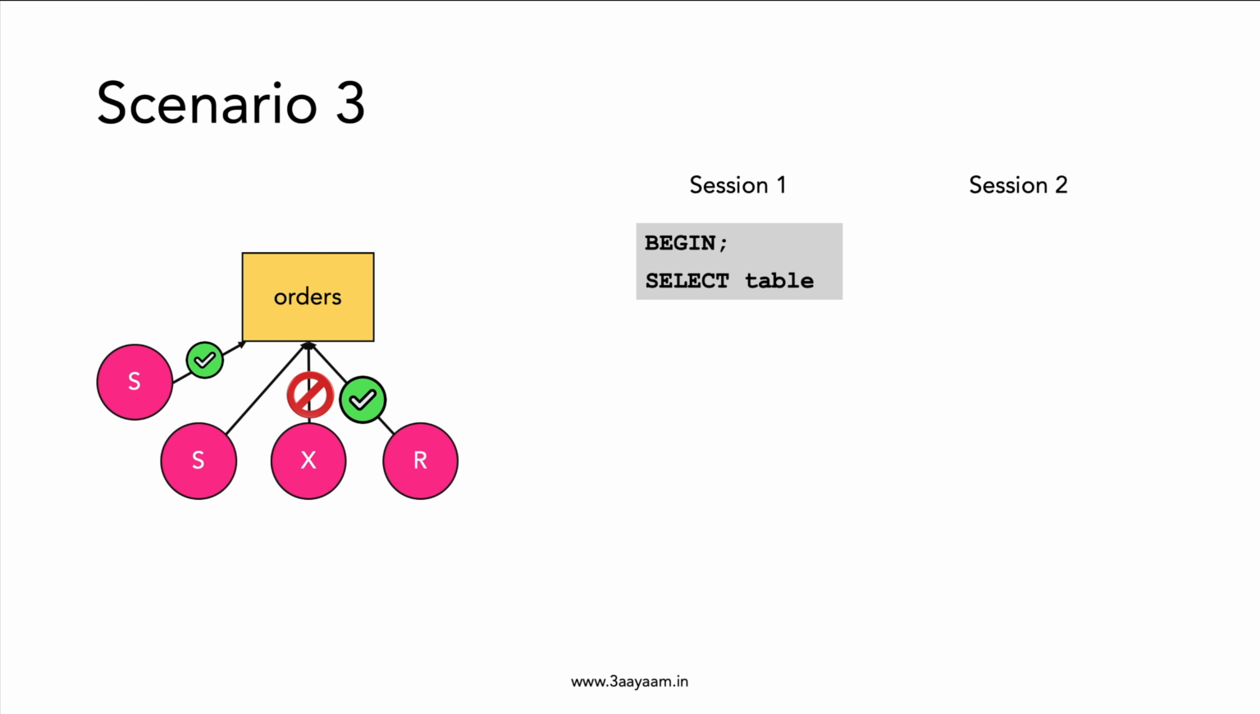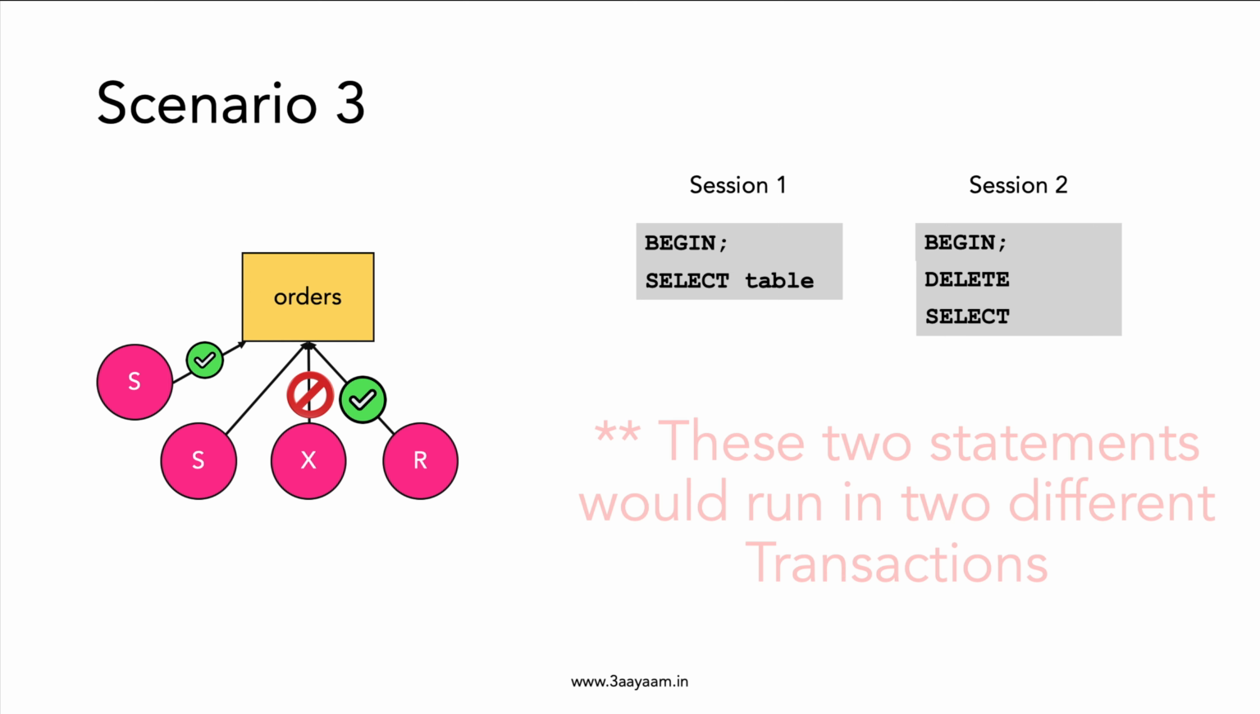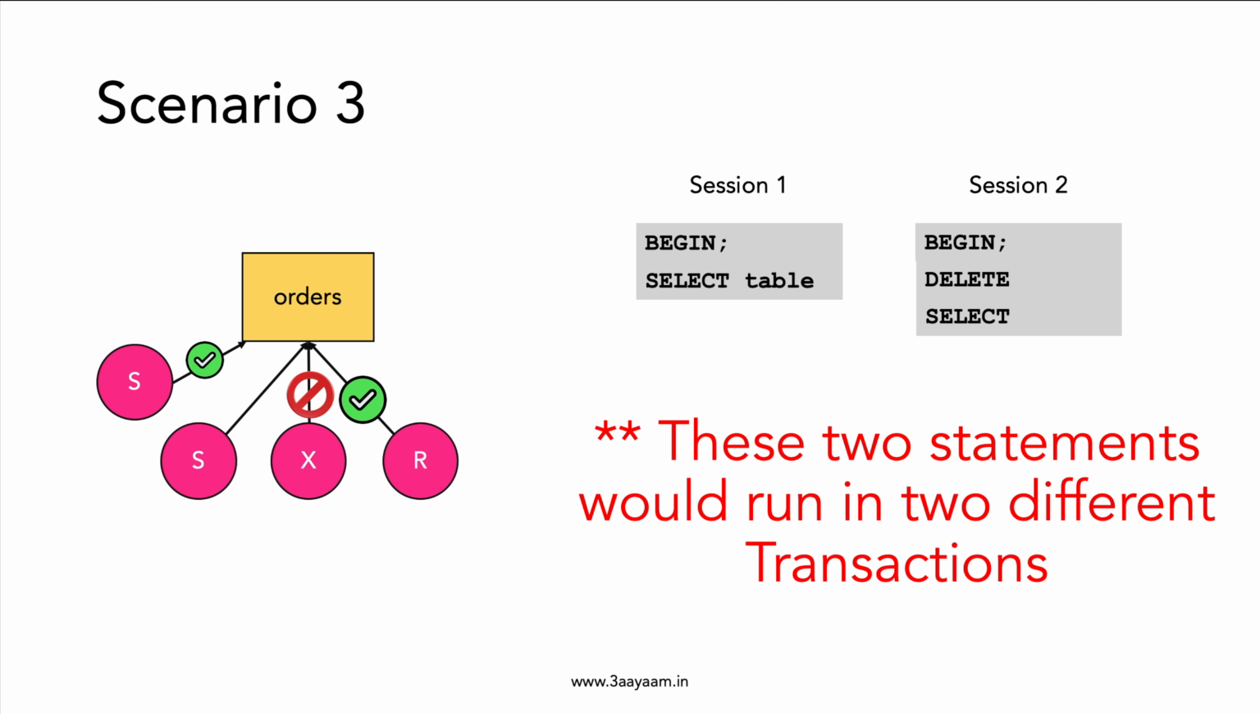I'll do a select star from the table in that particular transaction. And from session 2, again, I'll start another transaction. I'll try to delete and select, because delete would take both access share lock and share row exclusive lock, and select would take access share lock. Again, these two statements would be run as two different statements.